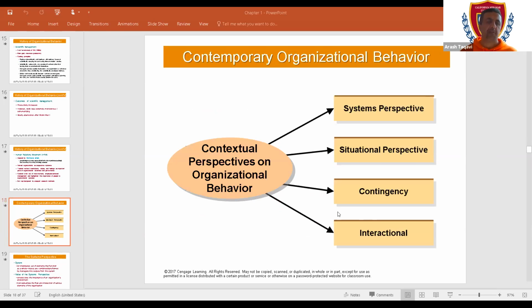Contextual perspectives on organizational behavior. What is the meaning of contextual perspective? How do you think about it? I know that you know the meaning of perspective and you know the context. But what does it mean, contextual perspective on organizational behavior? What is the meaning of context?